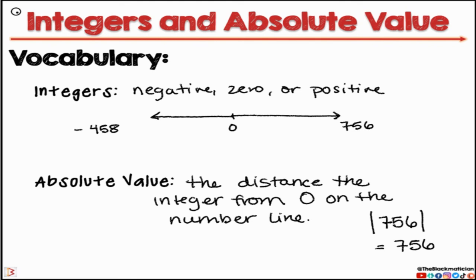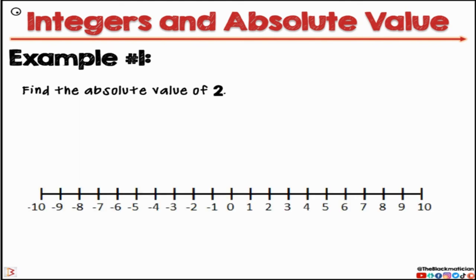Now let's do some example problems. Example 1, find the absolute value of 2. Well, the first thing that I should do is find 2 on our number line. So 2 on our number line is going to be right here. So I'm going to put a little dot there. And remember, the absolute value is the distance that that number is from 0. So from 0, we went 1 space and 2 spaces. So the absolute value of 2 is going to be 2. Another way to write this is the absolute value of 2 is going to be 2, just like that.